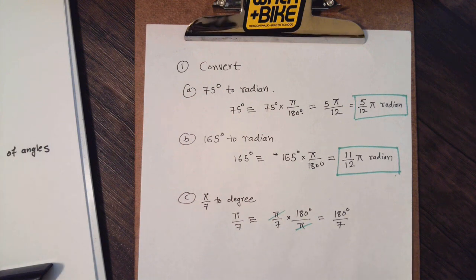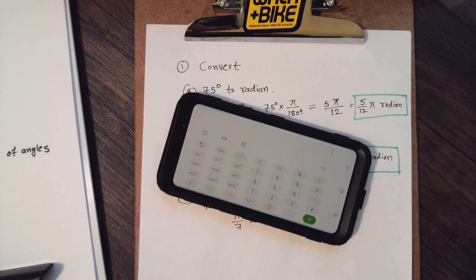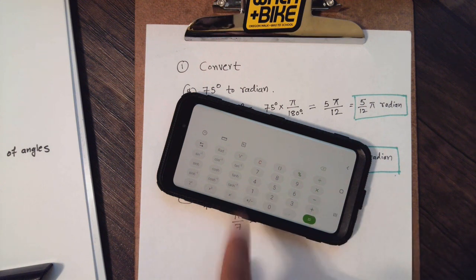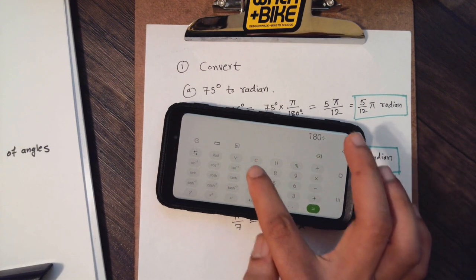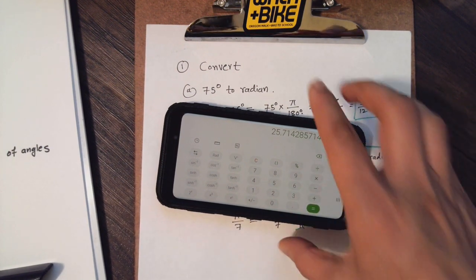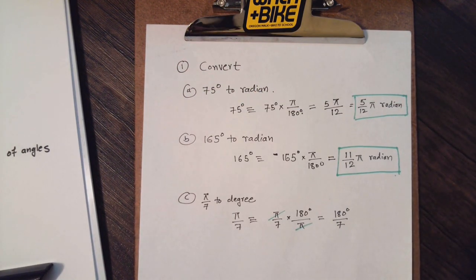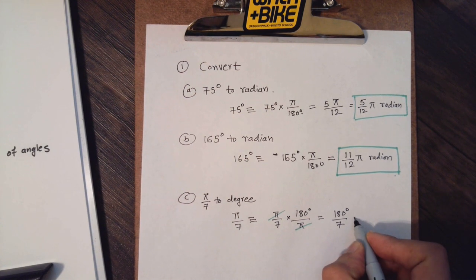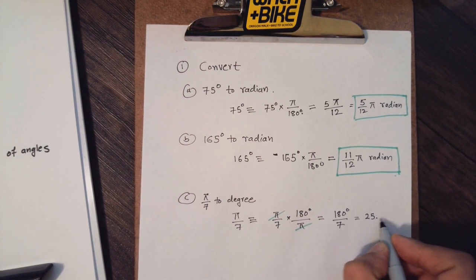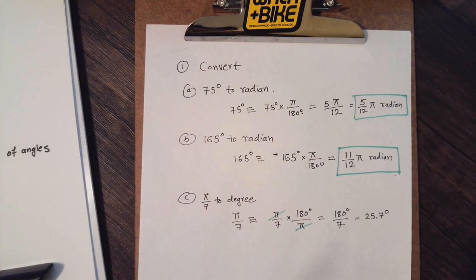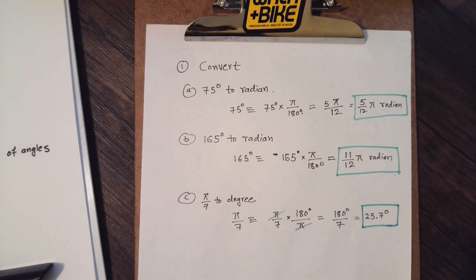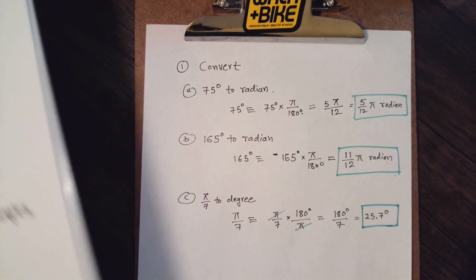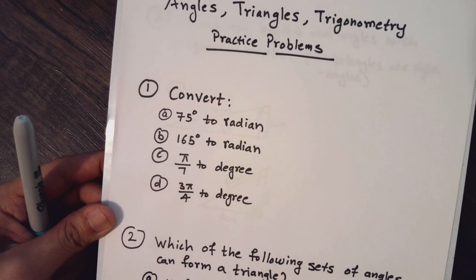Well, I personally don't use a calculator. You can just use a smartphone if you have one. Most of them have a scientific calculator format. So this is 180 divided by 7, which is 25.7, okay? Okay, how about the next one? 3 pi divided by 4 to degree.